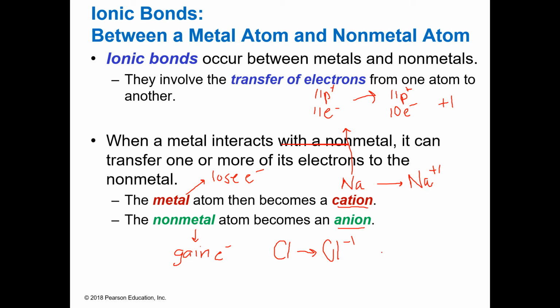Well, chlorine has 17 protons, there's a chlorine atom, and 17 electrons. Because chlorine is a nonmetal, it's going to gain electrons, and in chlorine's case, it's going to gain 1. So I have 17 protons and 18 electrons, giving it an overall charge of -1. That's where that 1 comes from.